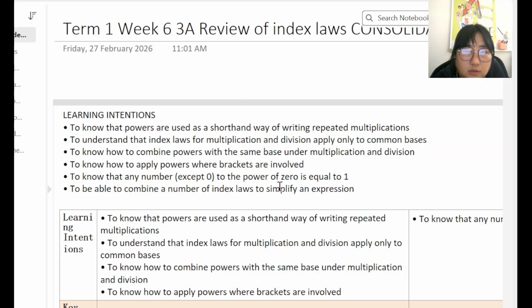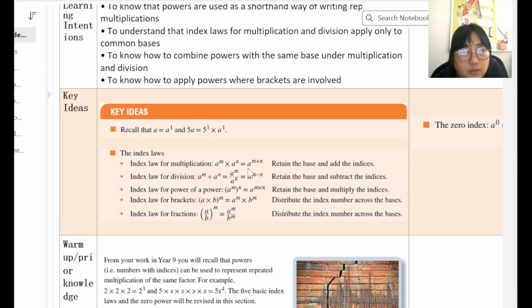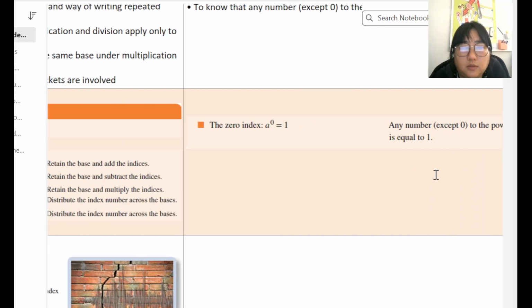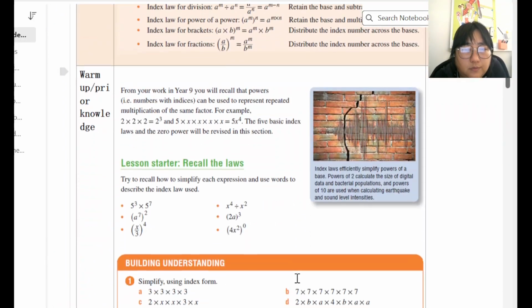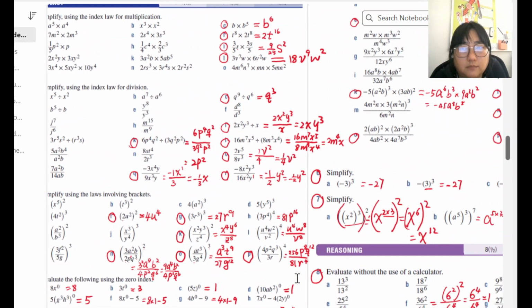So today we study the topic 2, Indices and Surds, lesson 3a, review of index laws. You can check the learning intention. Basically today we will review all the index laws we studied in our year 9. You can have a look, do we have the laws here and also the zero index here. If you can understand all of this, that means you should be fine for today's learning.